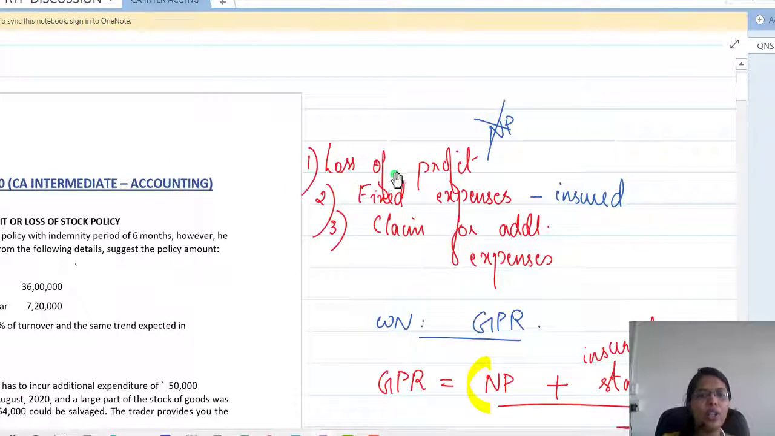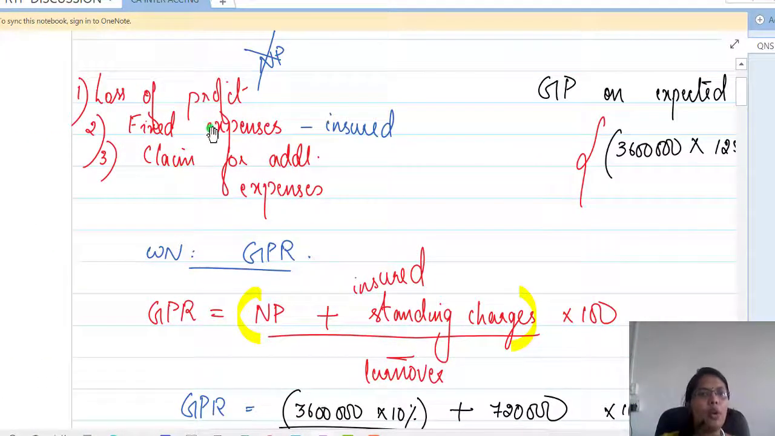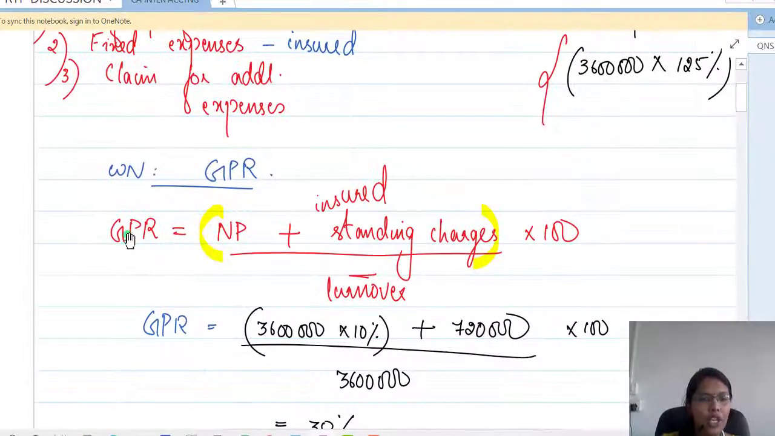So we have now covered loss of profit. Have we just covered loss of profit? No, we have also covered fixed expenses. Even though when you learn about the theory of claim under loss of profit policy, we talk about these 3 points, the steps involved in the claim computation tell you that loss of profit arrived is actually a combination of the gross profit plus insured standing charges, because in normal situations you'd never add these insured standing charges in computing GPR, but that is a special computation for this type of claim alone.